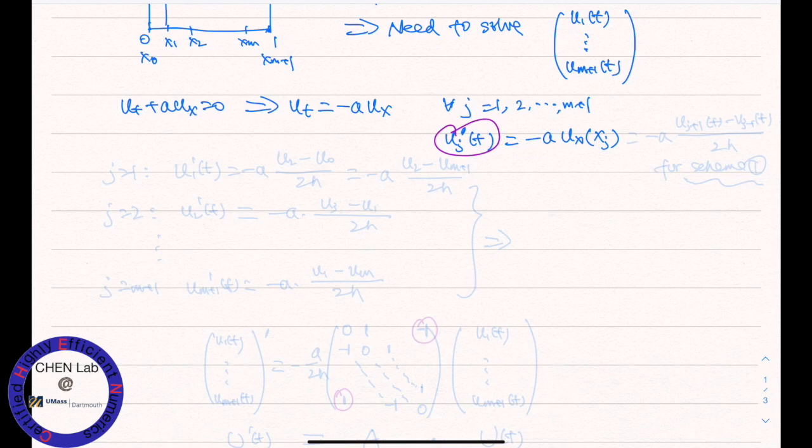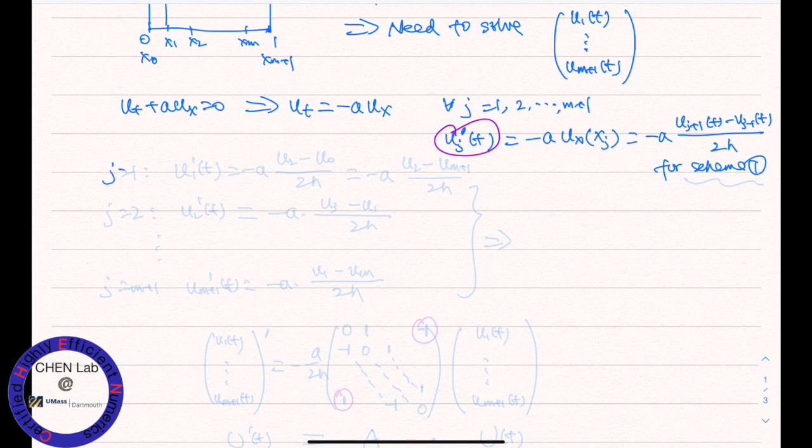So for our forth scheme, we use a centered scheme for u_x. What this says is that we're going to denote this by negative a times (u_{j+1}(t) minus u_{j-1}(t)) divided by 2h, the scheme 1 that we talked about in the last video. So you know the drill, then the idea is to try to write this as a system and come up with that little matrix A. This is true for any j.